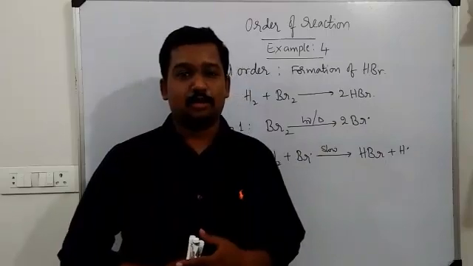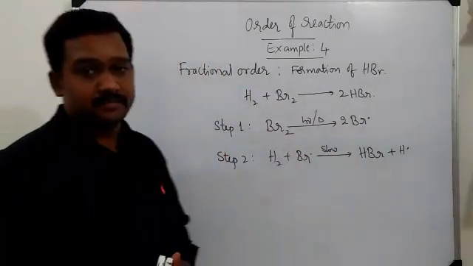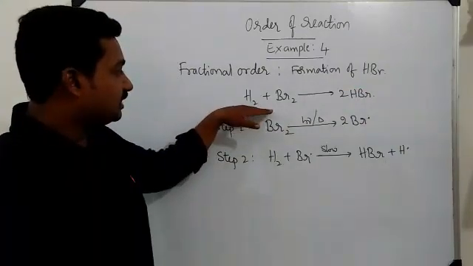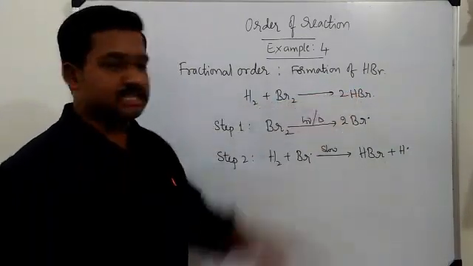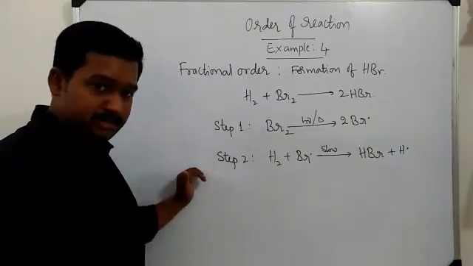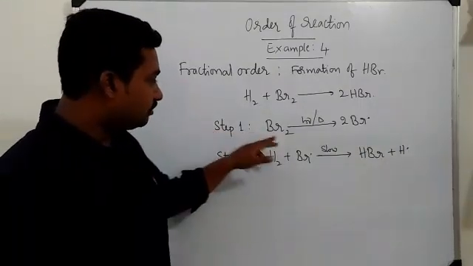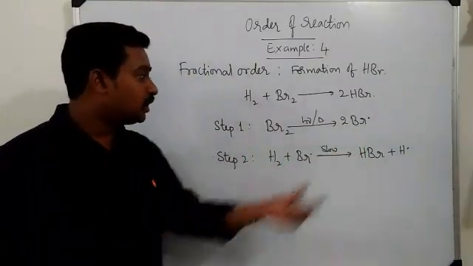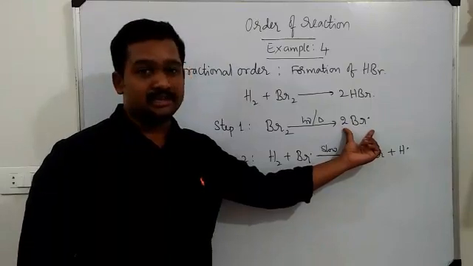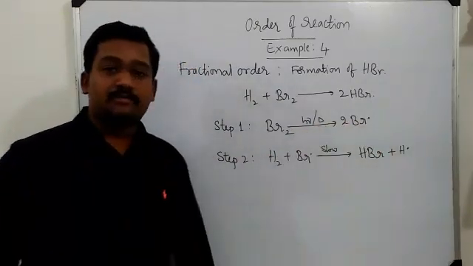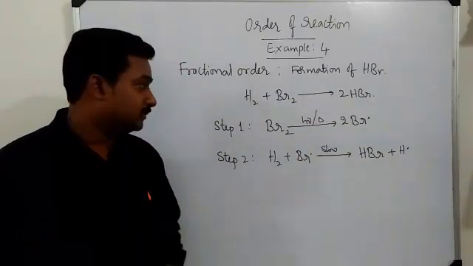Let's see the example of fractional order reaction. Formation of HBr. In this reaction, H2 plus Br2 gives 2 HBr. This is the actual reaction, but it involves these two steps. In step 1, the bromine molecule undergoes homolytic bond fission to give 2 bromine free radicals in the presence of radiation or on heating.